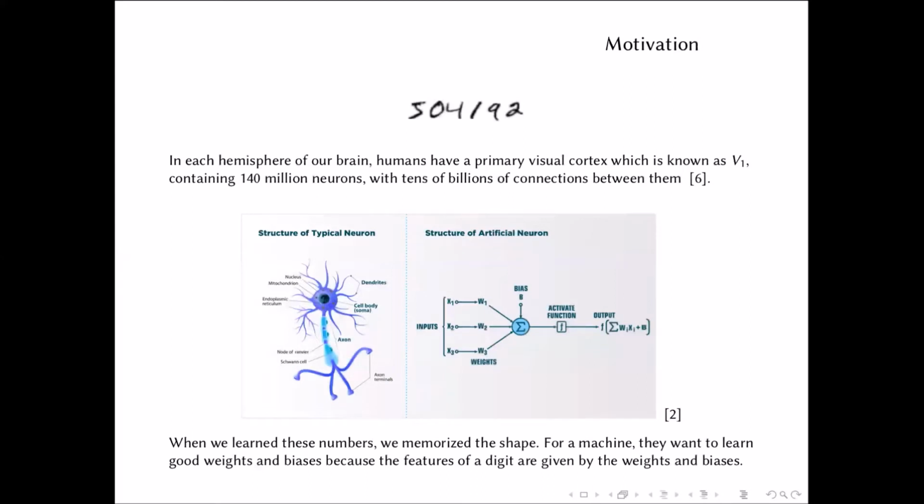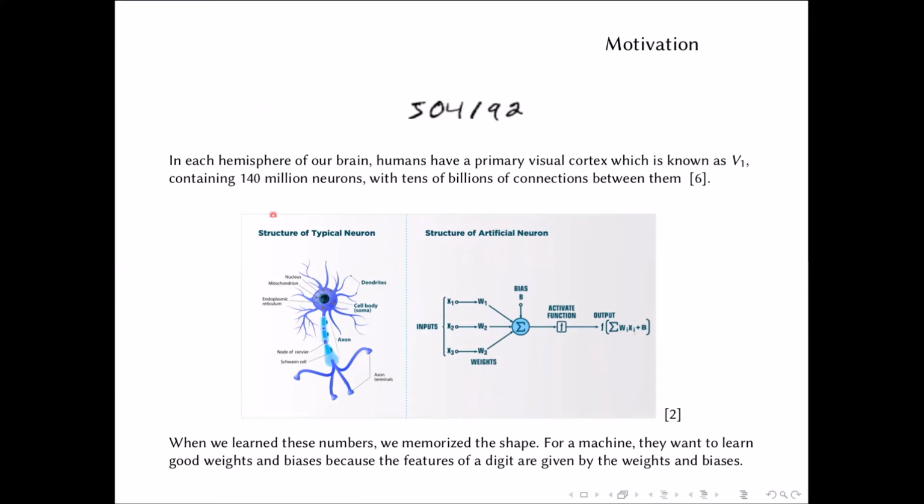So let's start with the motivation. I think there's no difficulty for anyone to recognize the six digits, 504192. Even if it's a little bit blurred, we can recognize this in less than a second. This is because in each hemisphere of our brain, humans have a primary visual cortex, known as V1, containing 140 million neurons and tens of billions of connections between them.